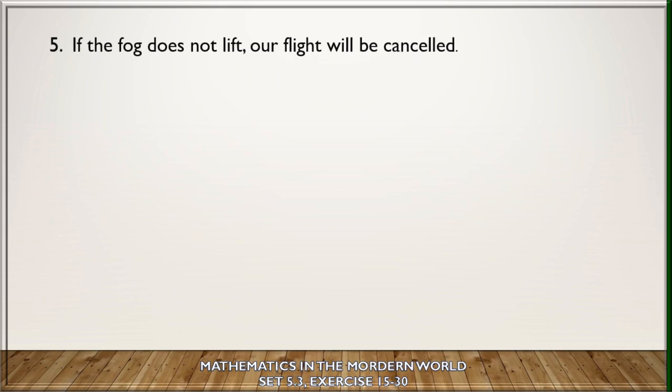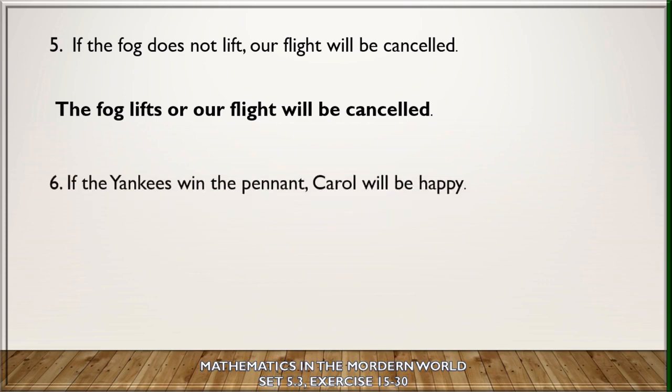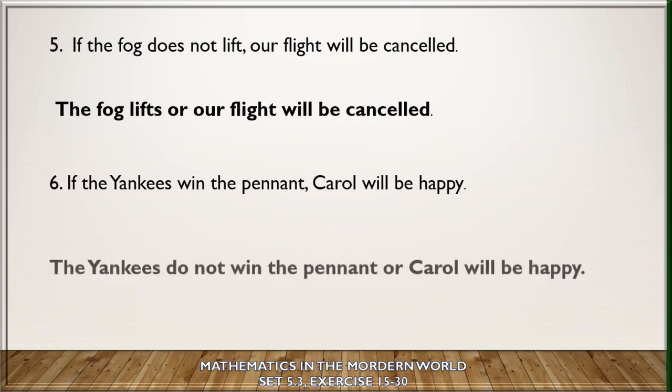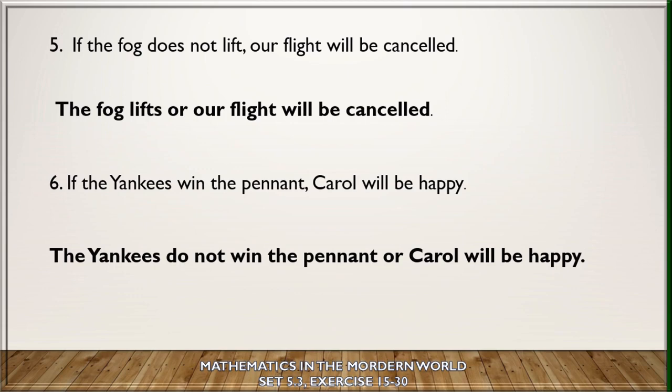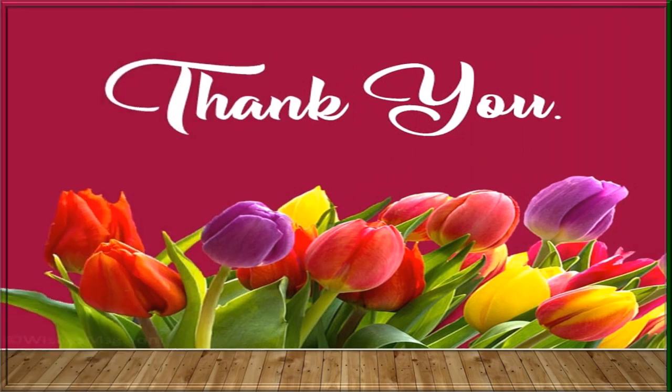Number 5, if the frog does not leave, our flight will be cancelled. In the form of disjunction, it will be the frog leaves or our flight will be cancelled. Number 6, if the Yankees win the pennant, Karen will be happy. So in the form of disjunction, it will be the Yankees do not win the pennant, or Karen will be happy. So I think that's all. Thank you. Thank you for listening.